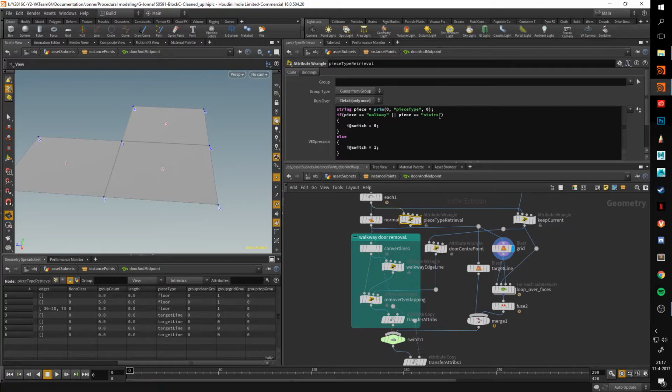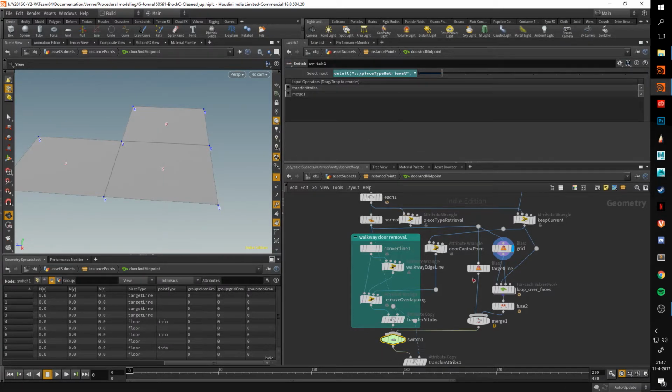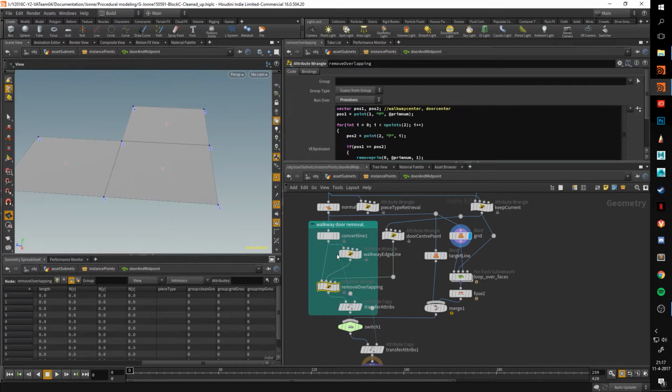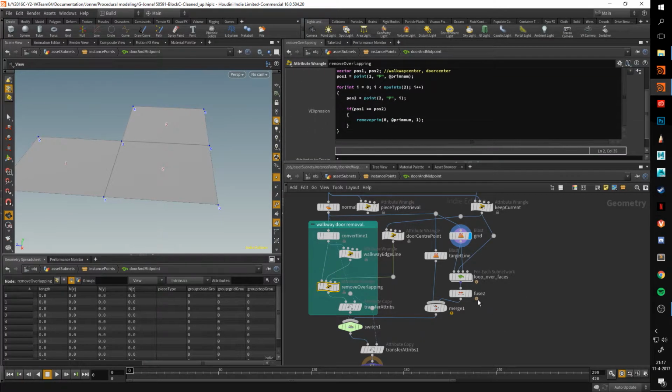Here it checks for the type. It basically says if it's a walkway or a stair, then set the switch to 0, otherwise set it to 1, which is exactly what happens here. So I just transfer some attributes and that's all that happens.